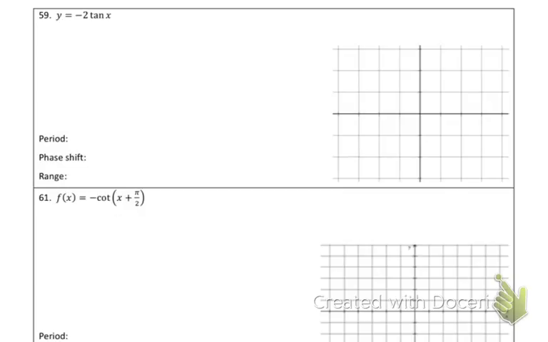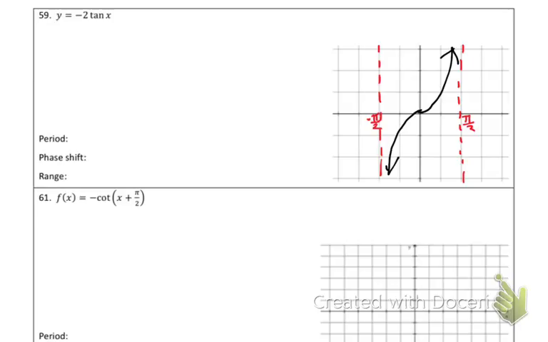So tangent, well, that guy's usually at negative pi over 2. So I'll put one here. I'll make sure to label it negative pi over 2. And we have a vertical asymptote at pi over 2. Normally, tangent's going to go up, just like this.